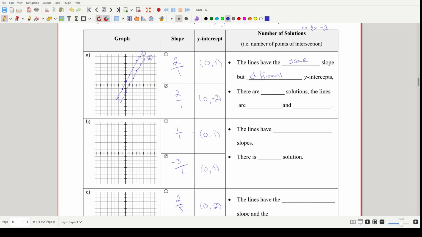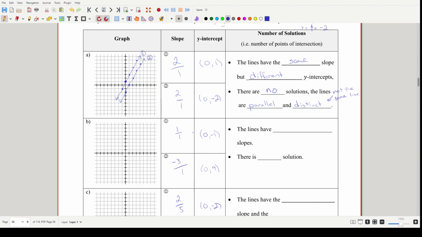They have different y-intercepts. So what we can say is that because they are parallel, they have the exact same slope, they're parallel lines, what that means is that it's impossible for them to touch. So there are no solutions. Because remember, a solution to a system of equations is a point of intersection. There's no such thing as a point of intersection. So we can say that there are no solutions. The lines are parallel and distinct. Distinct means that they are not the same lines. Okay? Not the same line. This is important because if they were the same line, they'd still be parallel, but they'd definitely be touching. All right. So that's a pretty interesting one.